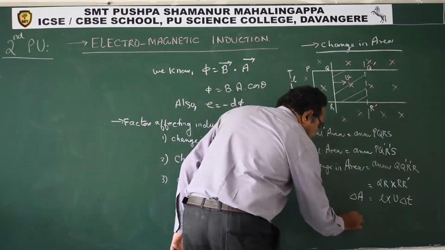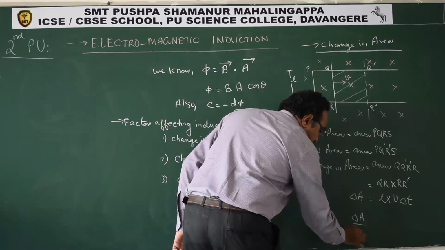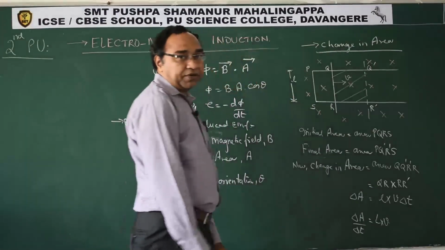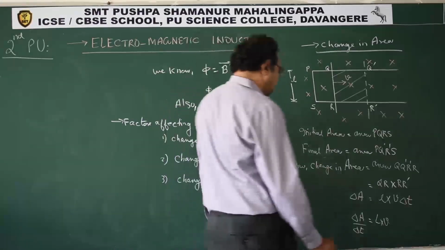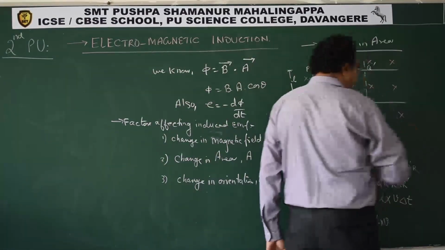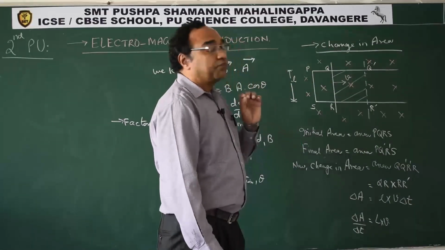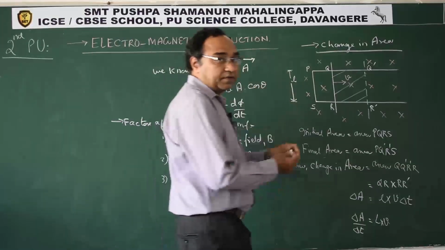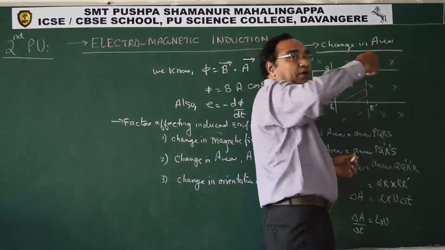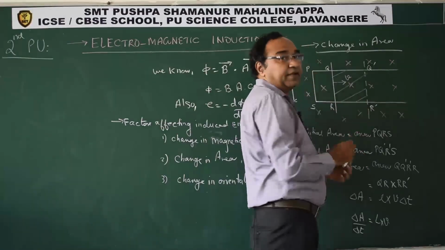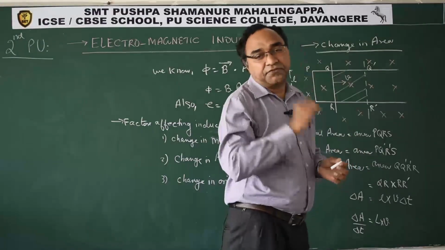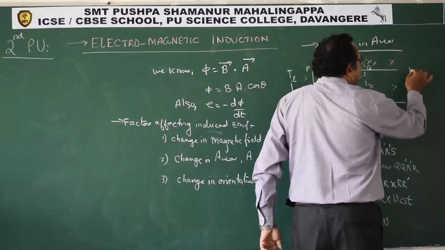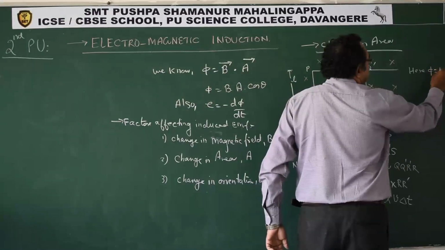Now delta A by delta T is L into V. This is what we have. Now, what we can say is, phi: see here, the normal to the plane of the coil and the magnetic field are parallel to each other. So theta is 0 degrees, so cos theta will become 1. So what I can say here is phi is BA.